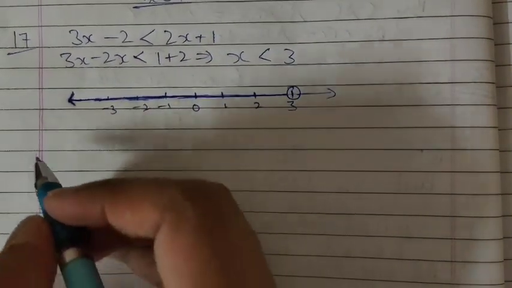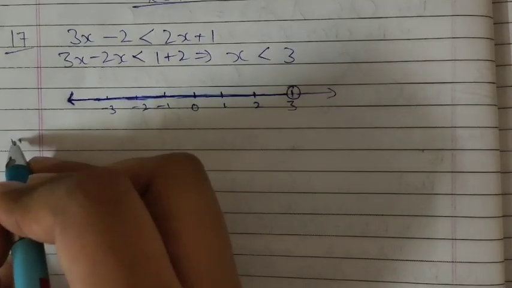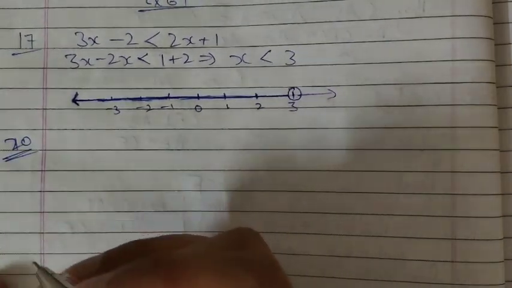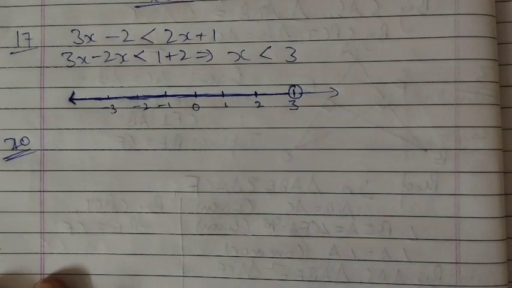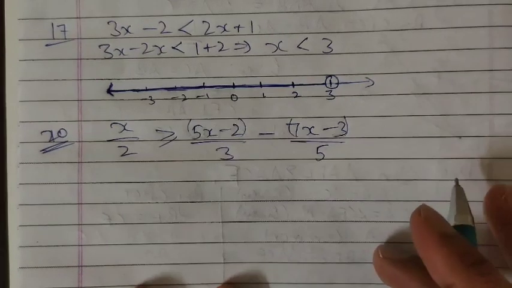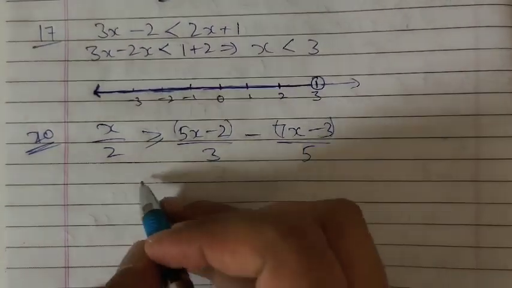Next, question number 19. Let's say question number 20, right? 18 and 19 are in homework. So this is question number 20. Let's take the LCM first.